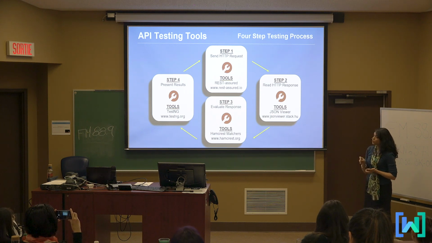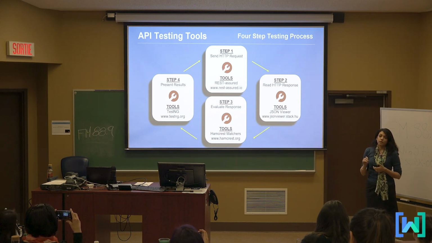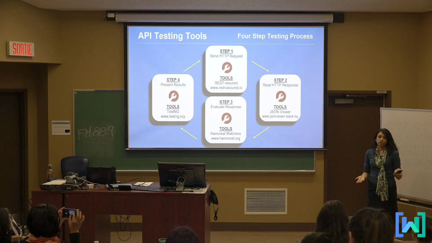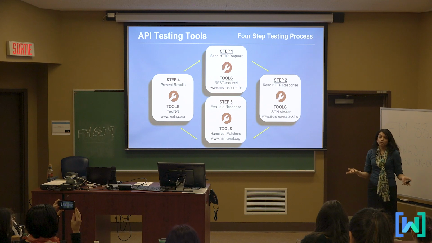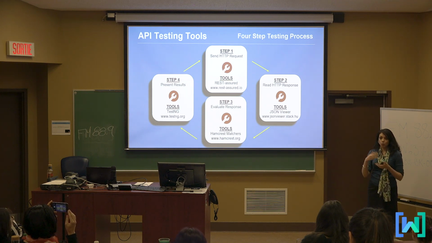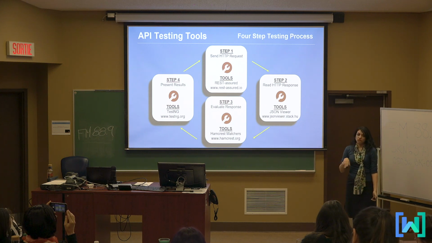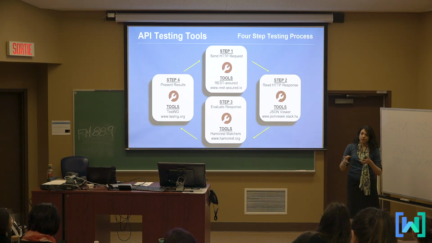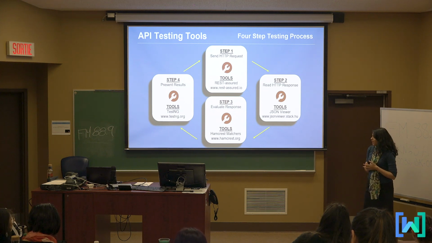The second step is to read the HTTP response. In our example today, we'll be getting the response back in JSON. I'm going to want to be able to parse through that data and figure out what I actually need to check out of that data. So we're going to use a tool called a JSON viewer, which allows us to see the data very nicely formatted and figure out how to get out what we need.